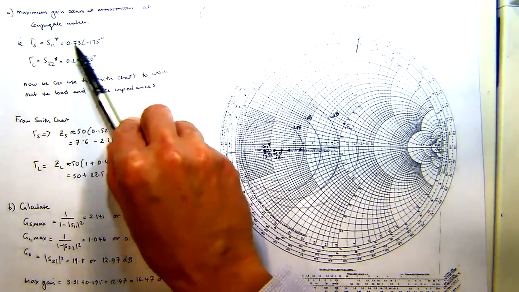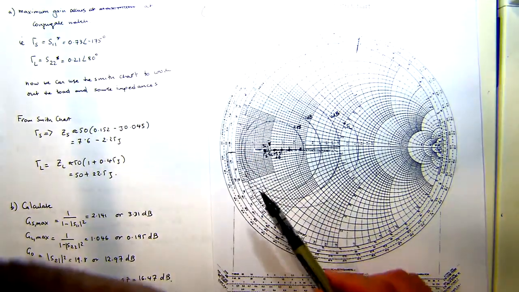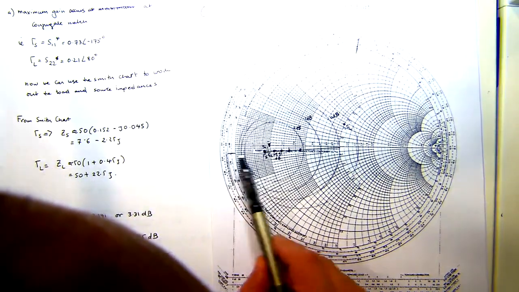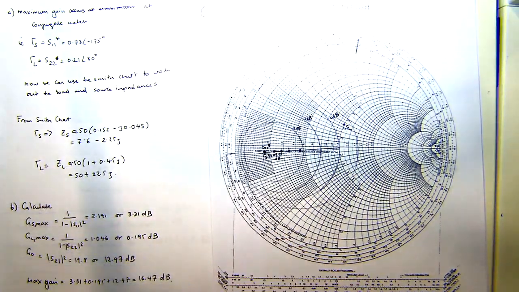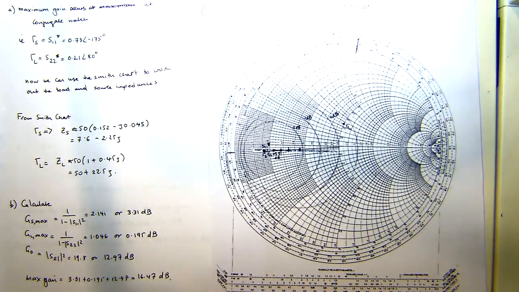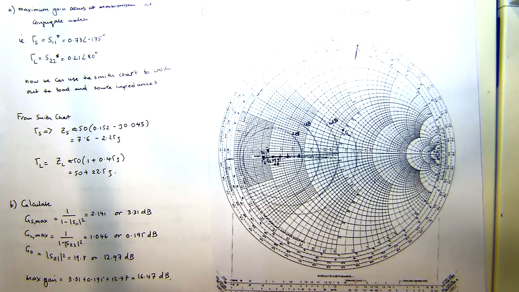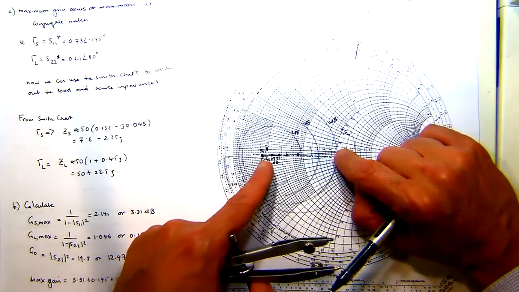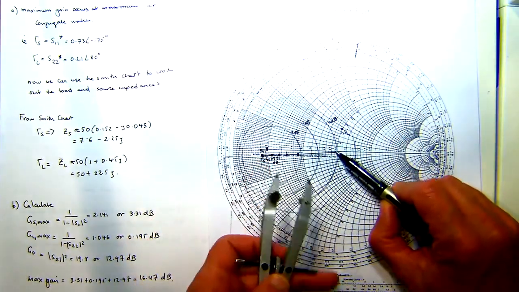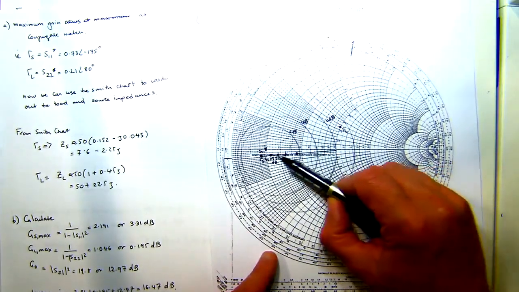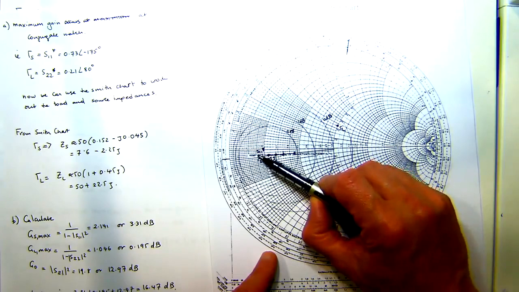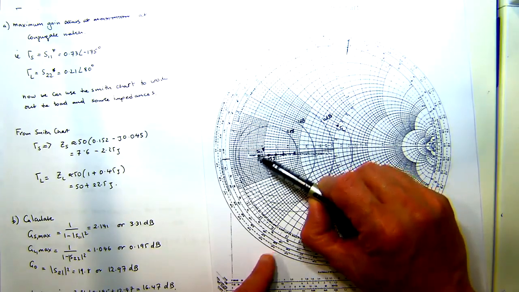So therefore we say it's 0.73, 175 degrees. Like always, we find 175 degrees and we draw a line here. And then we've got to find 0.73. So we identify the length of 0.73 here. And what we do is we start at the origin, a perfectly matched condition, and draw a line through that to the S11 point, right?